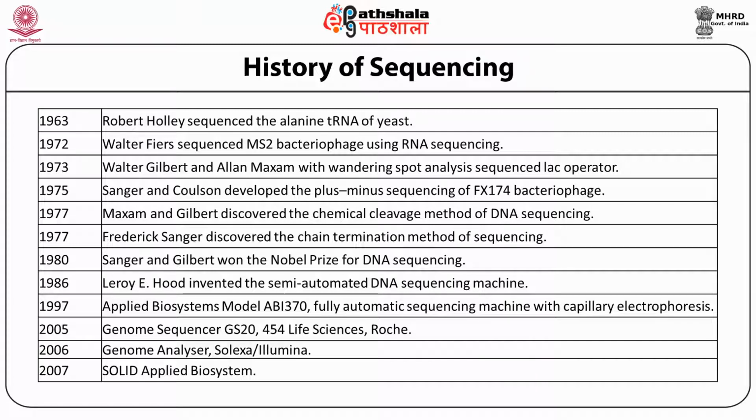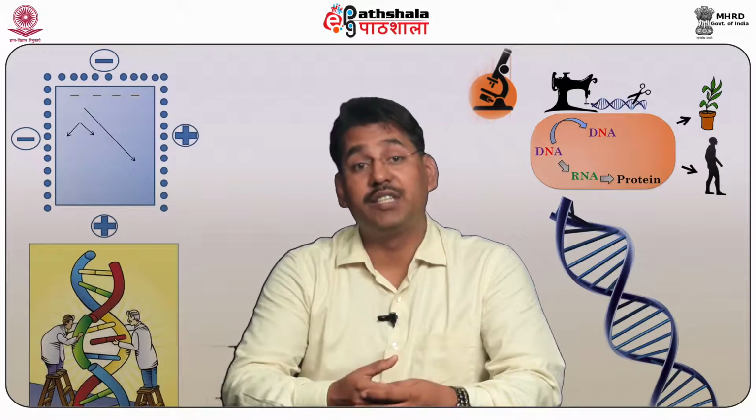In 1963, Robert Holley successfully sequenced the alanine tRNA of yeast. The total number of bases sequenced was only 77, but this took a very long time. Continuous hard work by Maxam and Gilbert at Harvard University, USA, and Frederick Sanger at Cambridge University, UK, paved the way for the development of modern DNA sequencing methods in the same year, 1977. Types of DNA sequencing.